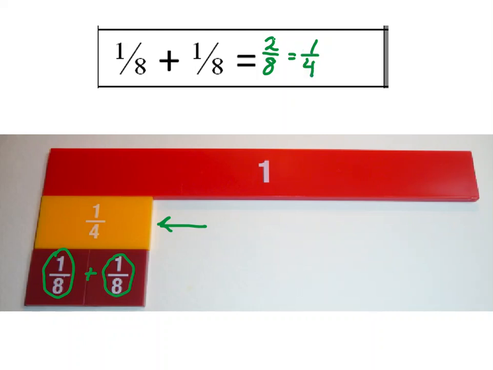You can get that by dividing the numerator and denominator by 2. 2 divided by 2, that's 1. 8 divided by 2, that's 4. But if you just wrote 2/8, you'd be correct.